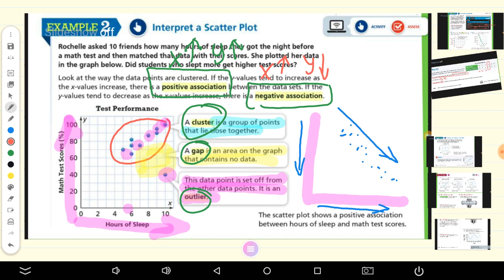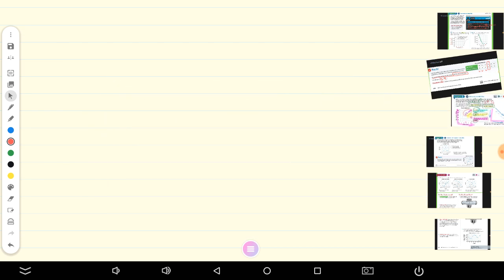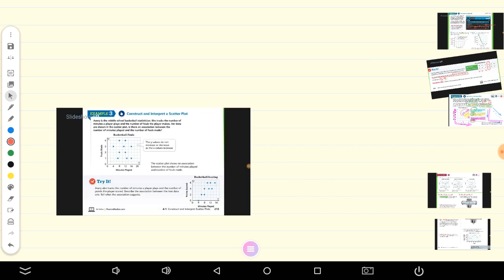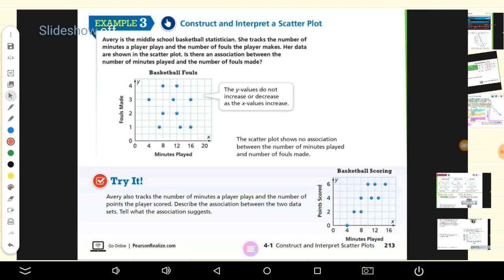Okay? So, let's take another example. Construct and interpret scatter plot 2. We will make a scatter plot, but this time, after we construct it, you will find the points are very far from each other. Okay? So it's not associated. We can call it no association here, because there is no association between the number of minutes played and the number of, so there is no relation.